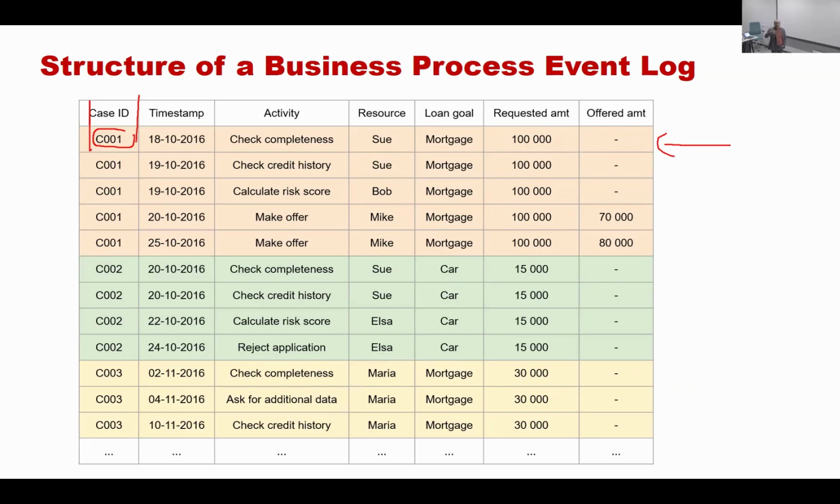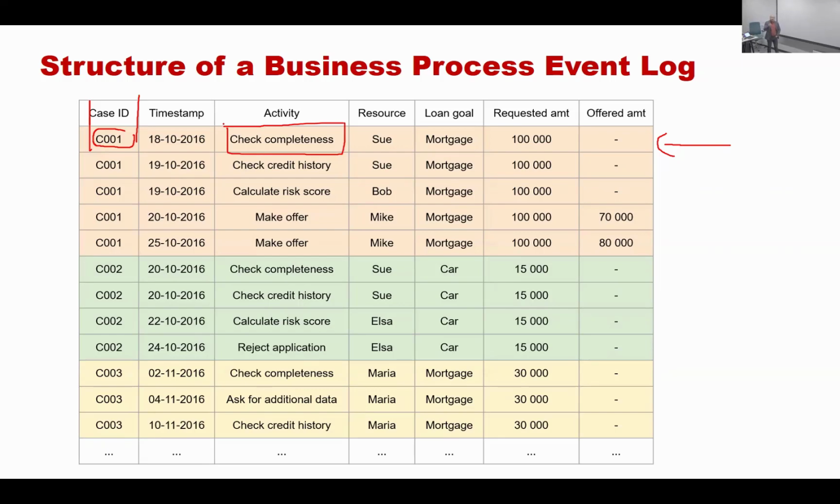Every time someone goes into internet banking and creates a new application, clicks on the button to start a new application, a fresh identifier will be created for them. That will be their loan application ID. Every event that happens in the context of handling that loan application will be tagged by that case identifier, or loan application identifier. Every row tells us that something happened. This is captured by the activity column.